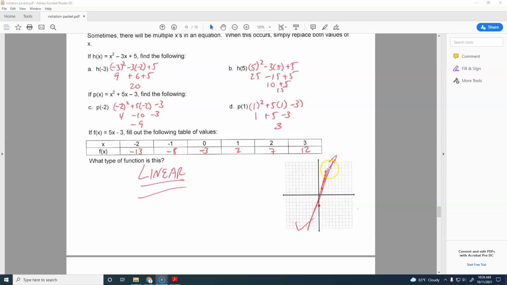So you should get points whenever you graph them that are on a line. So the type of function that we call that is linear. Right? Or if you just wrote, it looks like a line or something like that, that's fine. Okay, questions there?